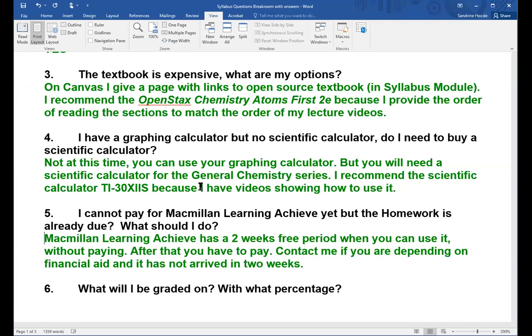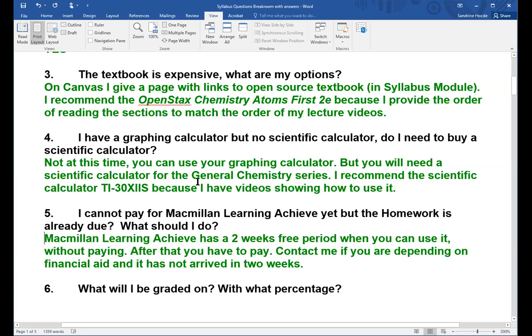Unfortunately, you cannot do without the Achieve account because the homework is there, and that's how you will be graded for homework, and it's 20% of the course grade. So if you are depending on financial aid and it has not arrived after the 2 weeks, contact me so I can ask for an extension of the free period, so that you can use it more until you have the cash to pay for it.